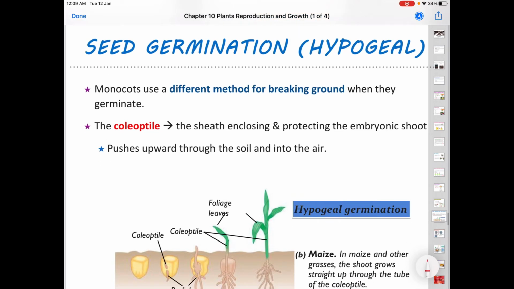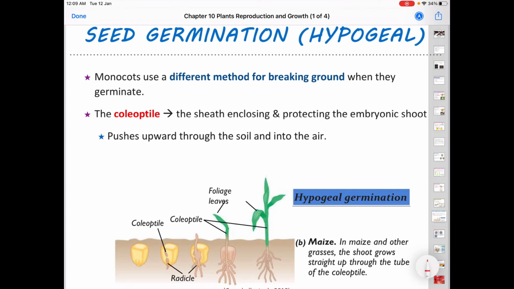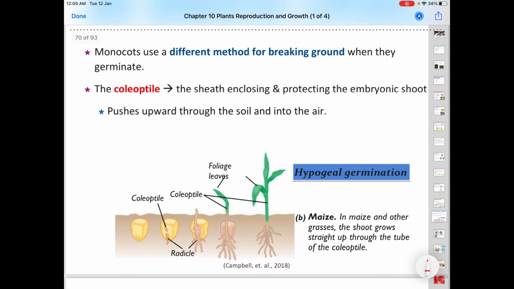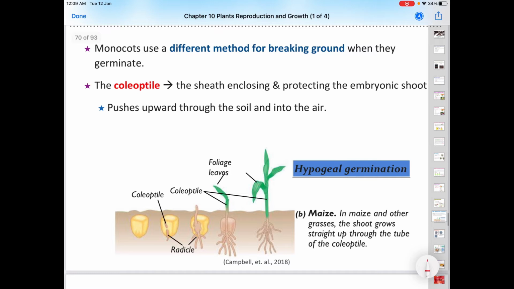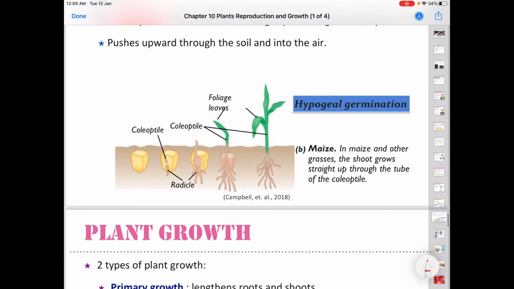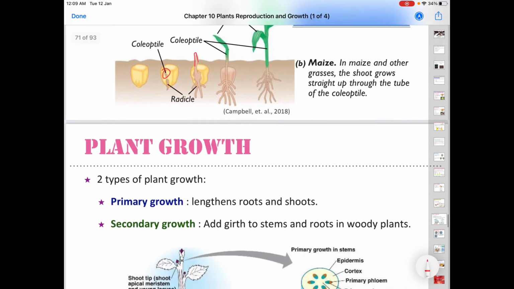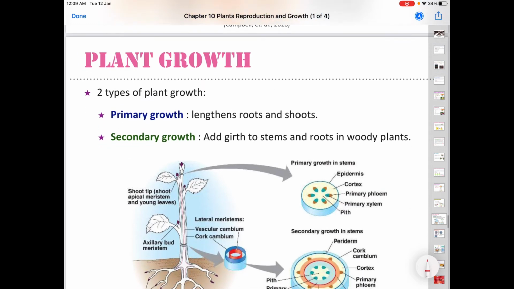Now we go into hypogeal. Monocots use a different method for breaking ground when they germinate. So this is the germination for monocots. We call them hypogeal. They have the coleoptile and coleorhiza. The coleoptile, the sheath enclosing and protecting the embryonic shoot, will push upward through the soil and into the air. So this is the coleoptile, which will be pushed over the ground. This happens in maize.